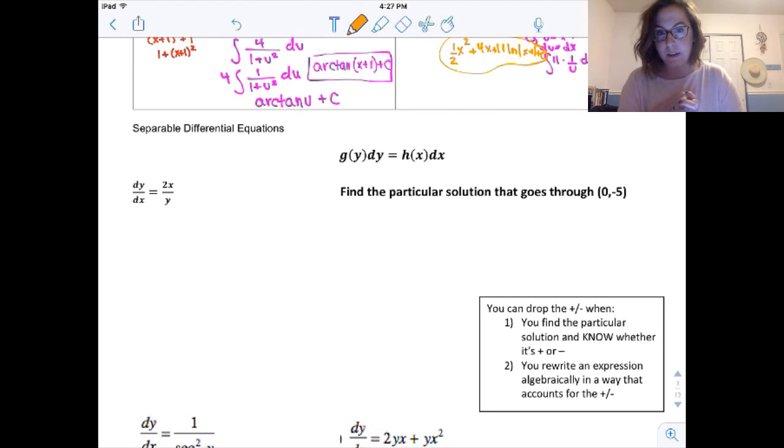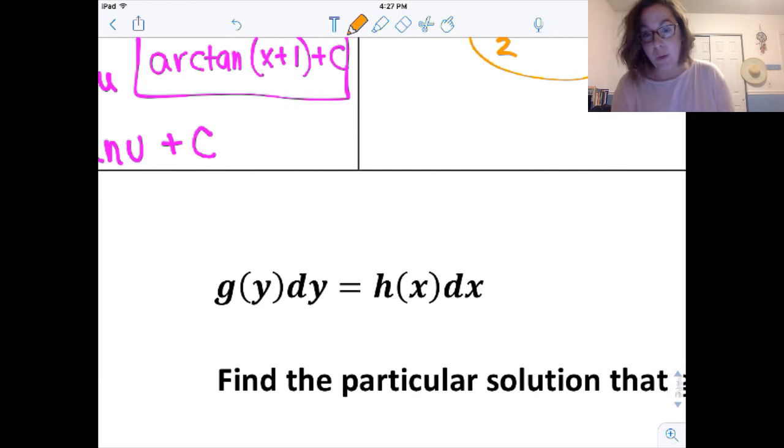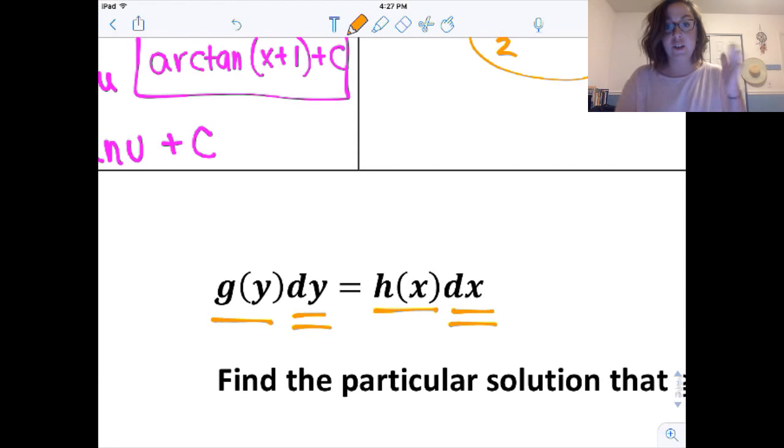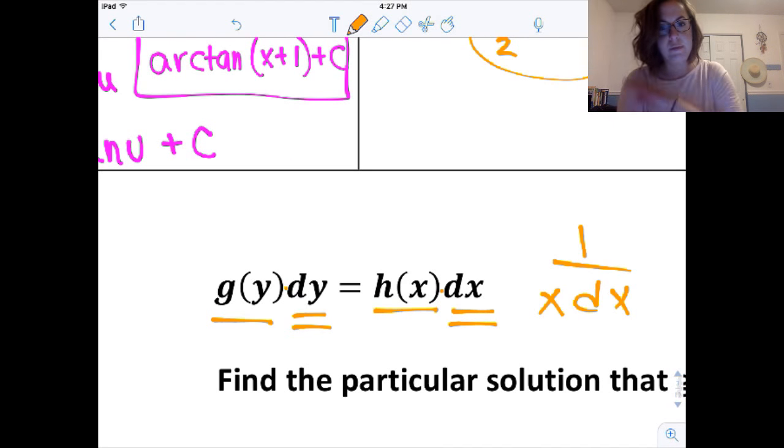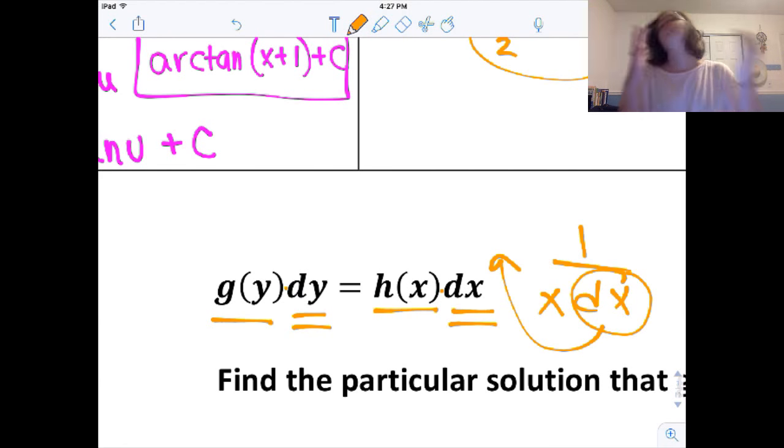So here's the big thing with separable. You want everything with a y on one side with your dy. You want everything with an x on the other side with your dx. And notice, they need to be multiplied together. So you need this to be a product. And you need your dy and your dx in the numerator. So you never want to have it in a form that's like 1 over x dx. Not cute. We would then need to move that dx over to the other side, so it would move to the numerator. So keep that in mind. That's going to be really important, okay?